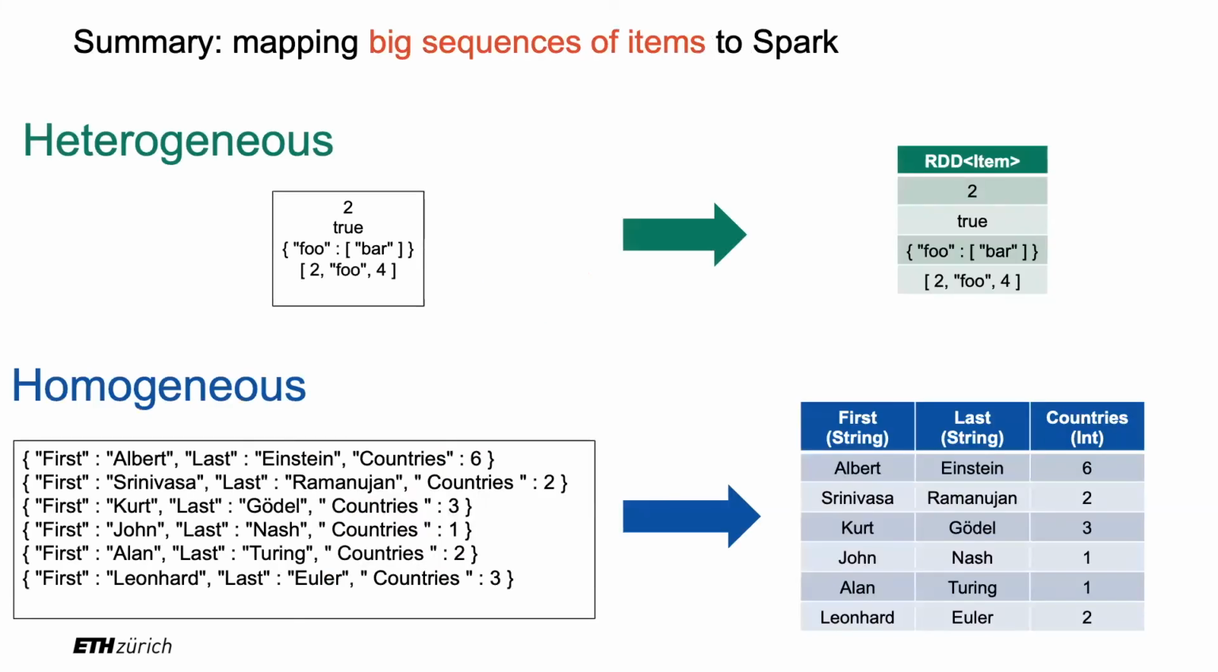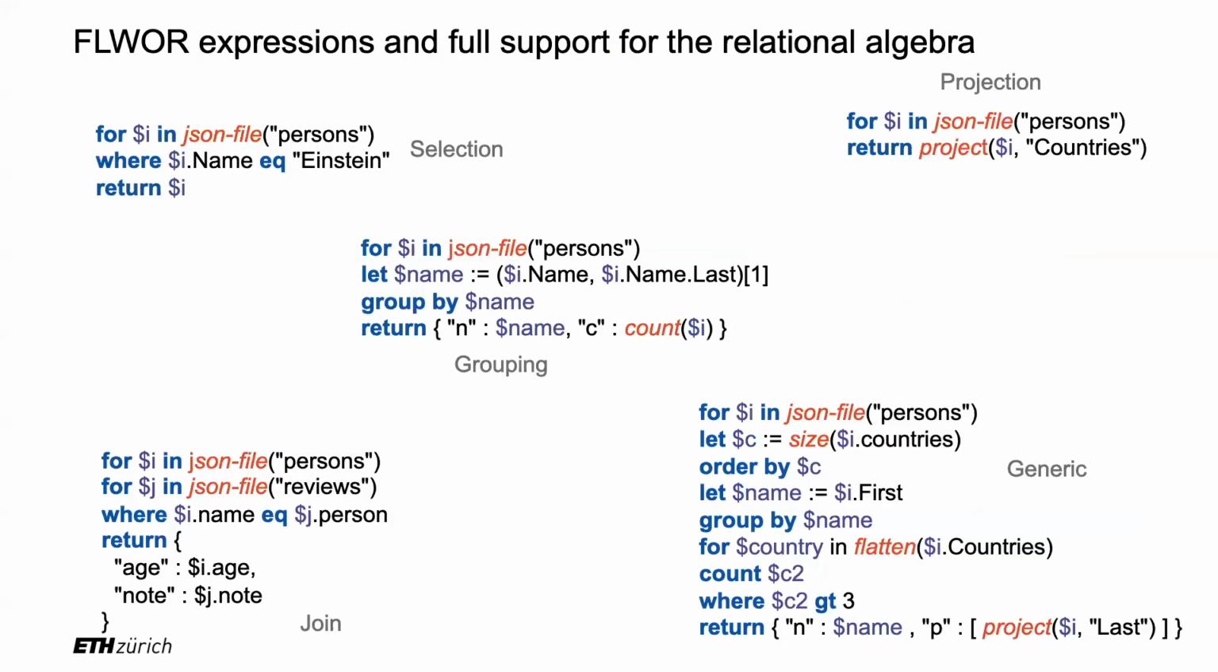Because now what's going to happen is that if it's heterogeneous, it's going to be an RDD. If it's homogeneous, it's going to be a data frame. Internally, the execution will be different, but from outside, these are just sequences of items, always. So the data model is just the same. So this is all hidden. So you see, you can select, project, group, join, generic. All of that can either be done locally if it's small, or in parallel on Spark if it's big, and the switch is automatic.